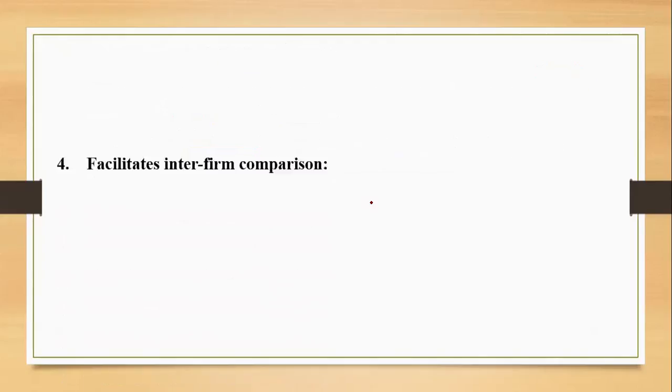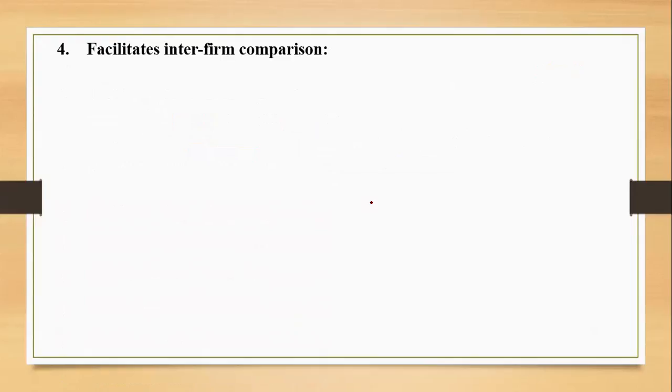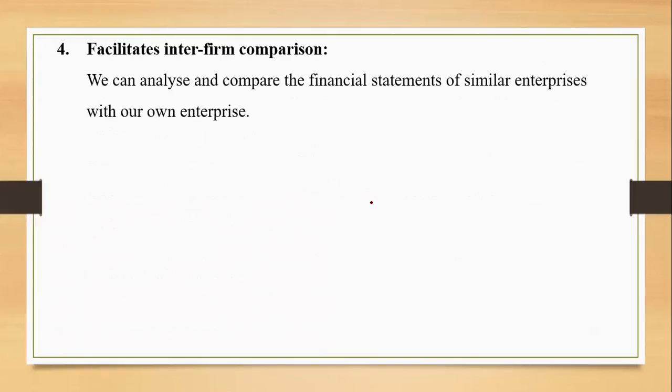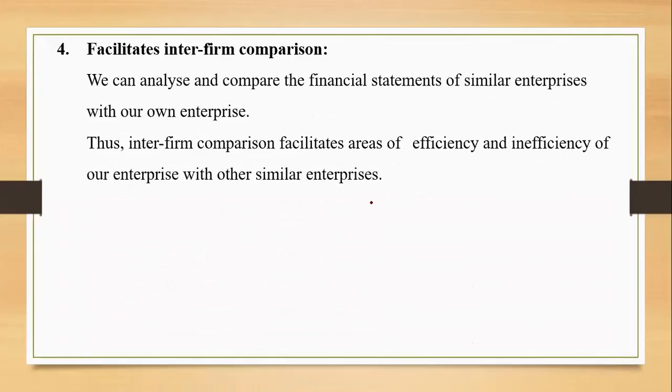Next, facilitates inter-firm comparison. Inter-firm comparison we all have gone through. Let us read this. So we can analyze and compare the financial statements of similar enterprises with our own enterprise. That is inter-firm comparison. And again, inter-firm comparison facilitates the area of efficiency and inefficiency of our own enterprise. We just come to know our own loopholes.